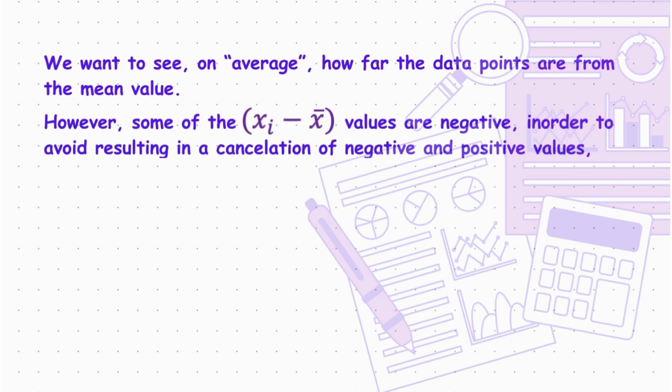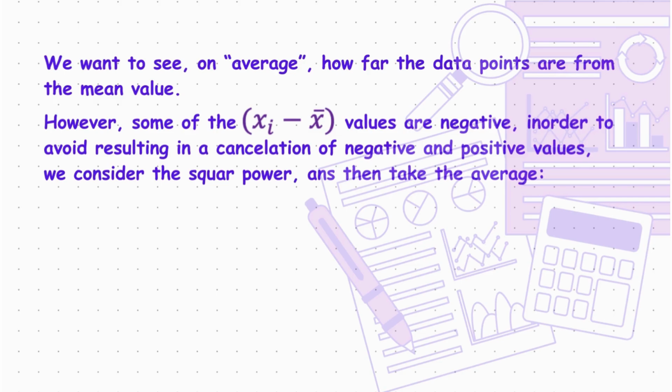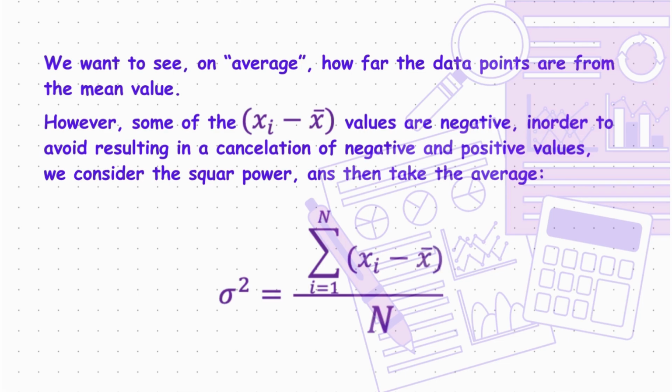However, some of these difference values might be negative because some of the points will be lower than our mean value. So in order to avoid a cancellation of negative and positive values, and in order not to get a zero value, we consider the square power of these differences. So the average would be the sum of the squares of these differences divided by the number of them. And this is what we show with sigma square and is the formula of population variance.